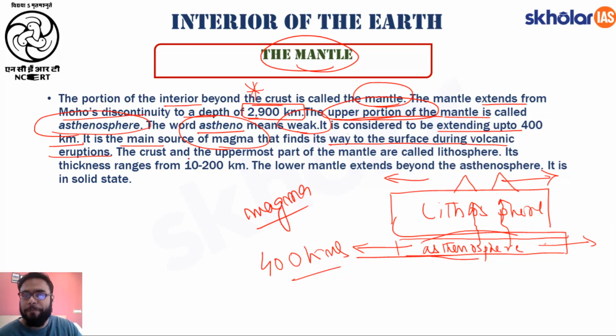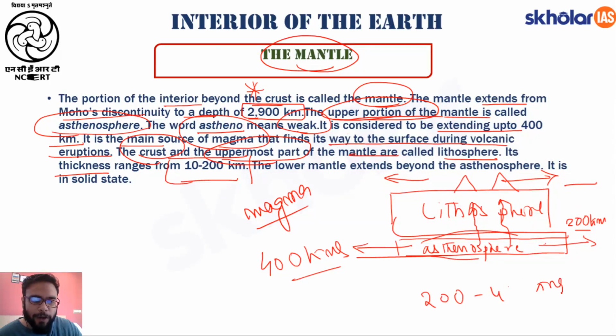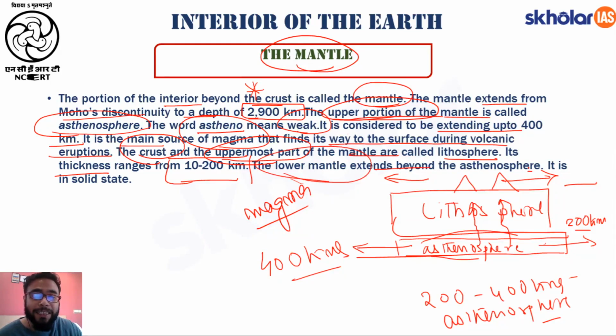Very, very important. Fine. Then the crust and the uppermost part of the mantle is called the lithosphere, like we have already seen in this diagram, and its thickness is about 100 to 200 kilometers. So this lithosphere is found from where? It is found between 10 and up to 200 kilometers, right? And from 200 kilometers to 400 kilometers, what do we find? We find the asthenosphere. Understood? Very simple. Then below the upper mantle, what do we have? We have the lower mantle, and this lower mantle extends beyond the asthenosphere and it is solid in state, unlike the asthenosphere. Fine. So what is the total depth up to which the mantle is found? It is found up to 2900 kilometers.